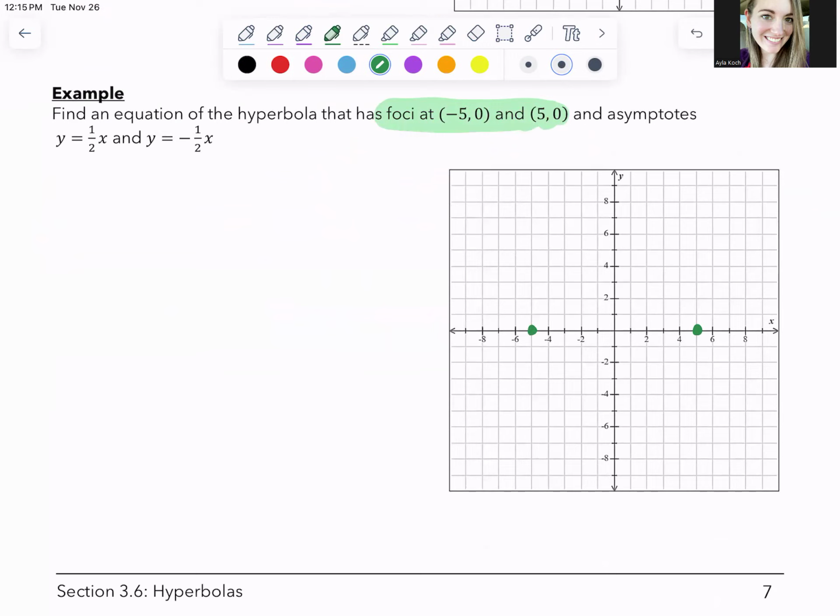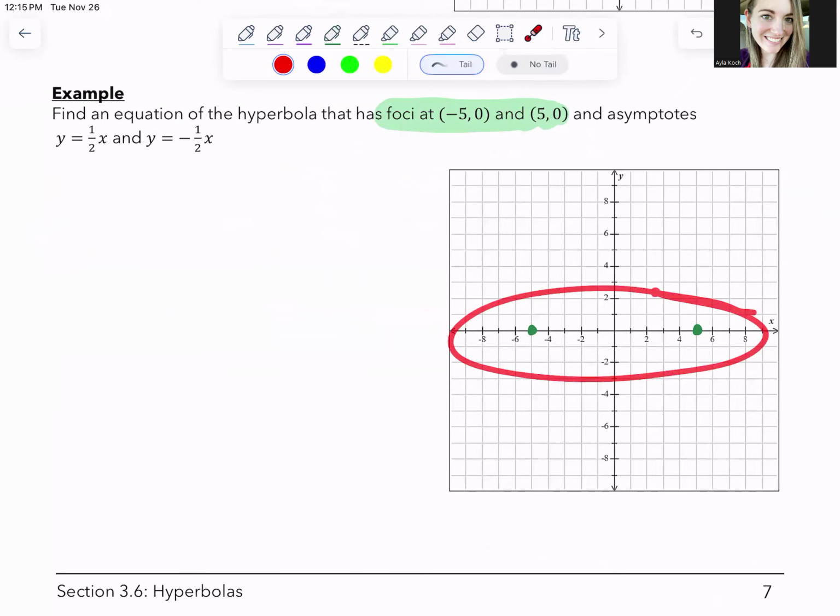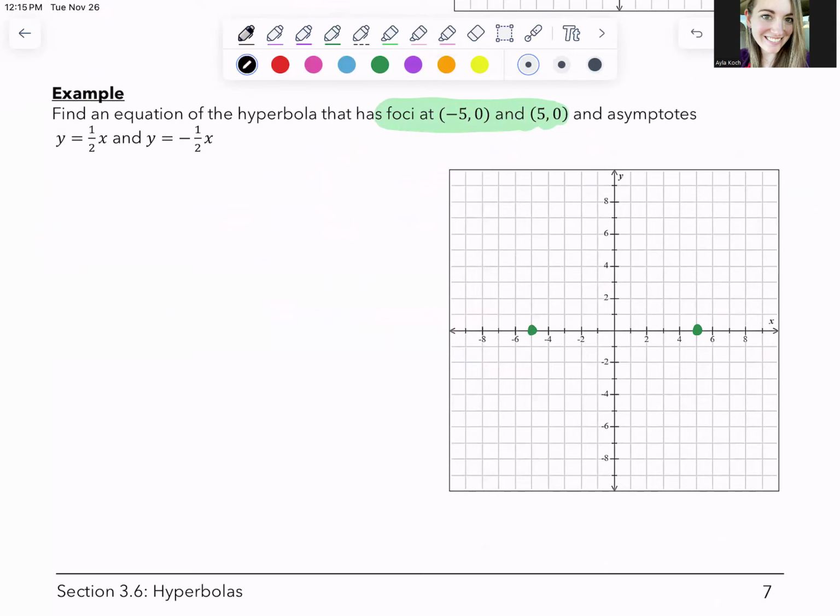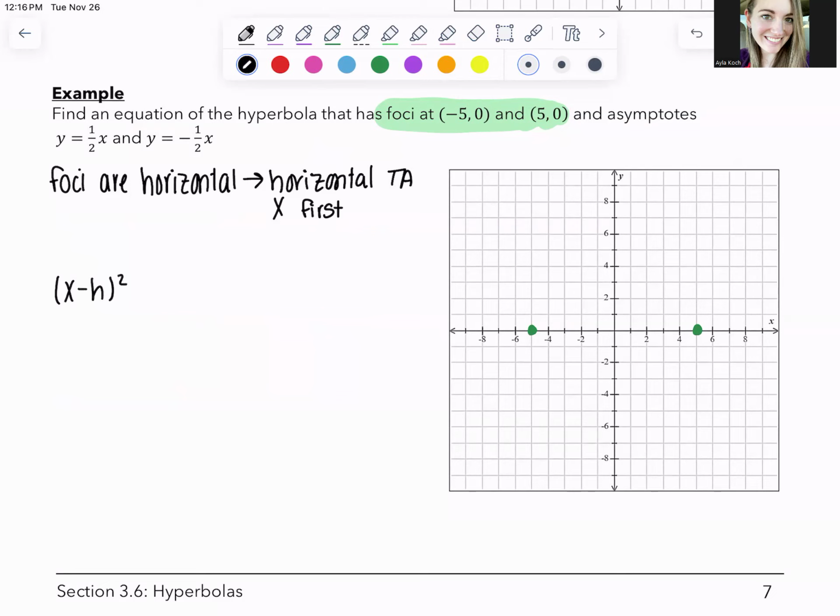First of all, I notice that these foci are horizontal from one another. They're left and right from one another. So because the foci are horizontal, that means we have a horizontal transverse axis. It means x first. So we are going to have something of the form x minus h quantity squared over a squared minus y minus k quantity squared over b squared equals 1.